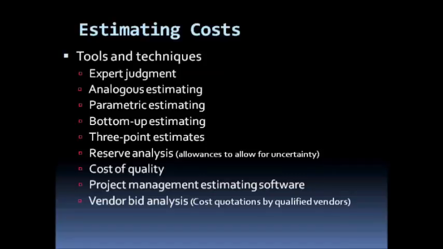In meeting the quality standards for our project, we need to pay for it. So we will be adding the cost of meeting quality to our estimates. We could make use of estimating software if available. Then cost quotations by vendors in the case where our project will involve some amount of procurements. Then vendor bid analysis will also play a role here as a technique that we could use to arrive at the estimates for our work.